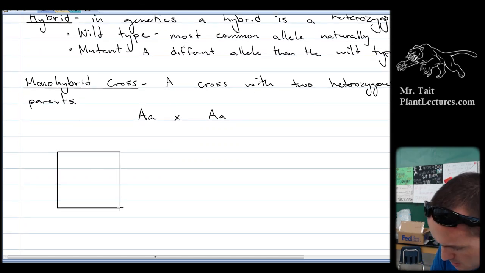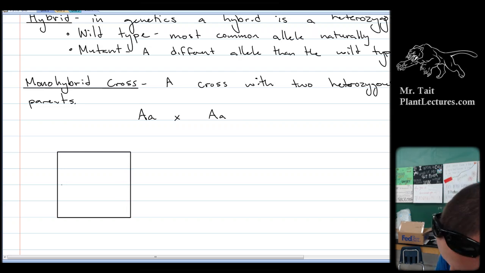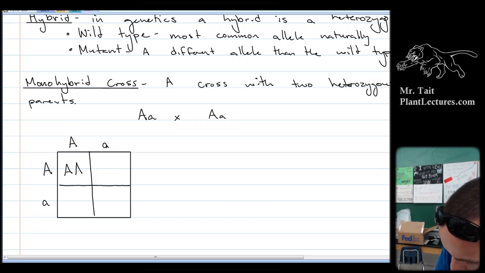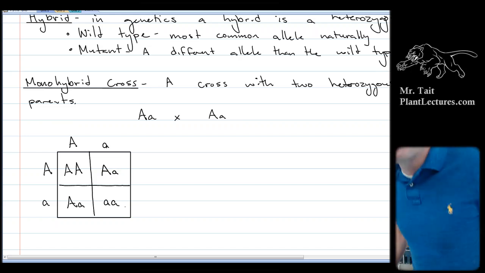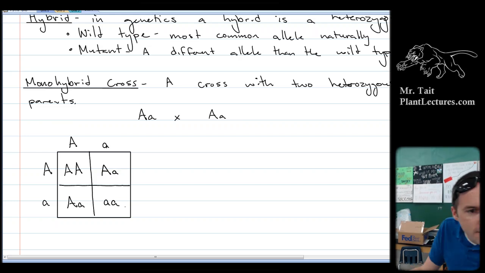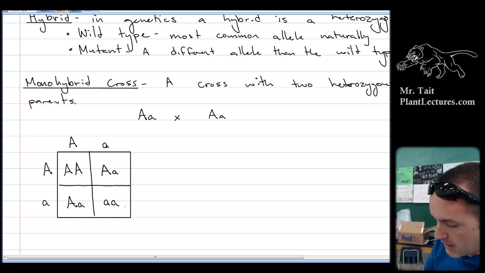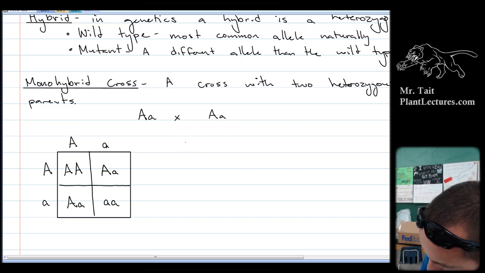So if we did this in a Punnett square, it would look like this. Big A, little a, big A, little a. And then we run them through the Punnett square, like so. Right? All familiar with this process? Yeah? Good? All right. So let's look at the phenotypes here.